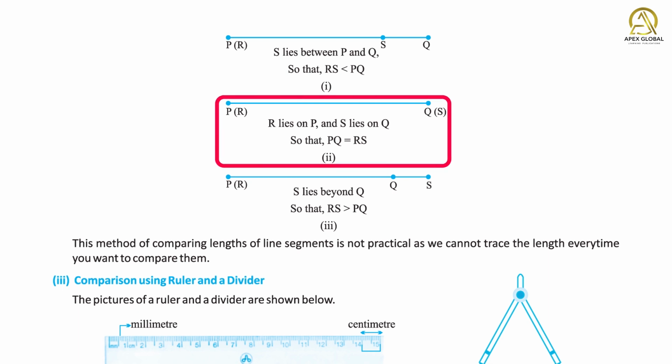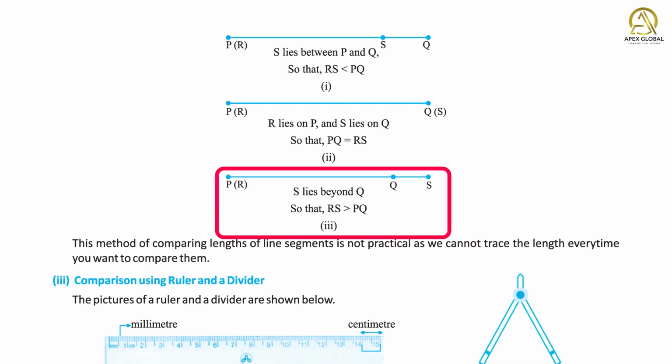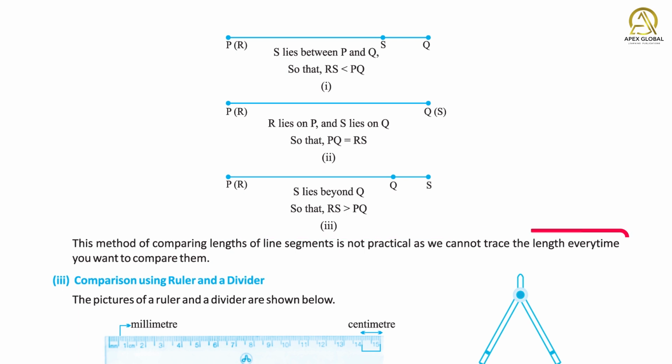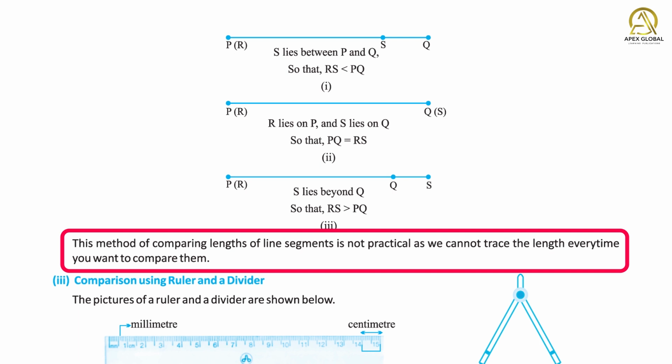Second statement. R lies on P and S lies on Q so that PQ is equal to RS. Third statement. S lies beyond Q so that RS is greater than PQ. This method of comparing the length of line segments is not practical as we cannot trace the length every time we want to compare them.